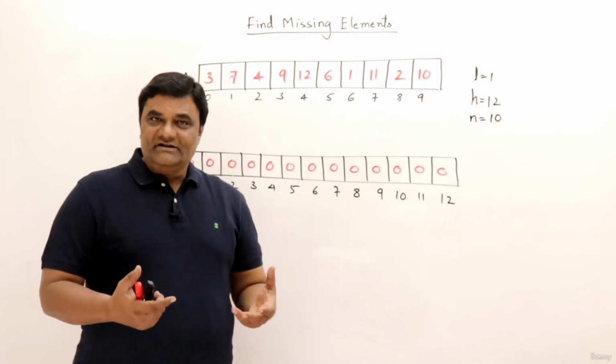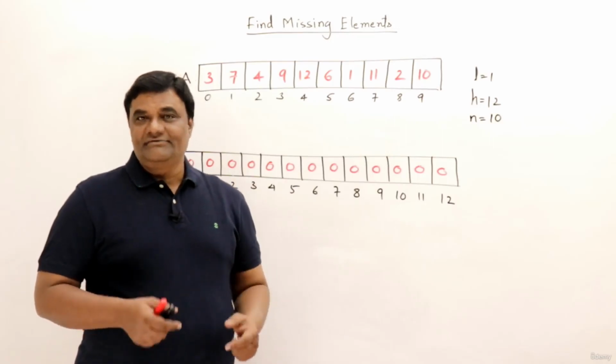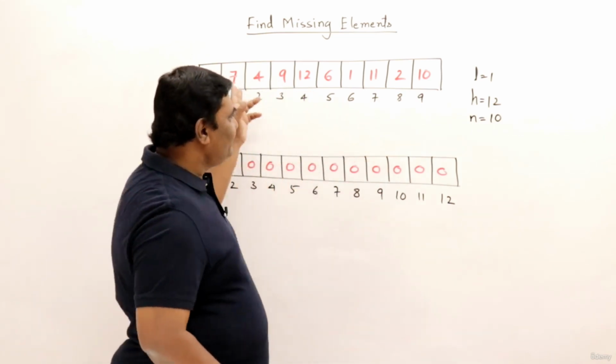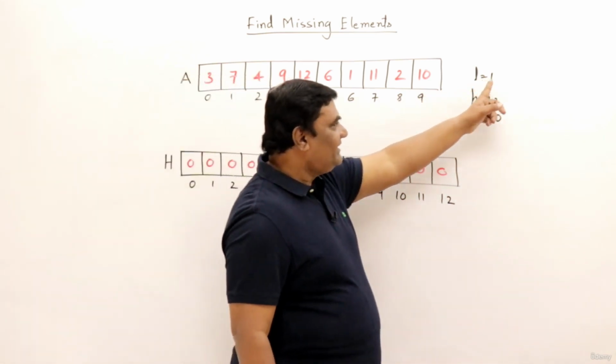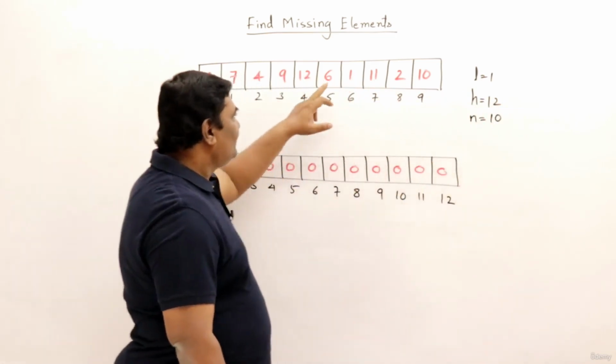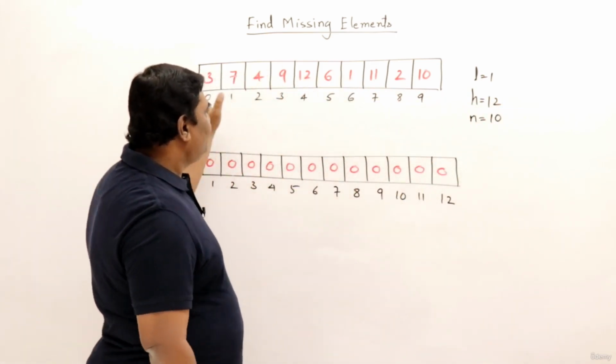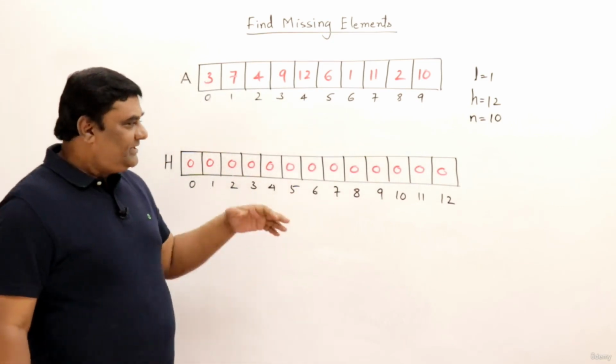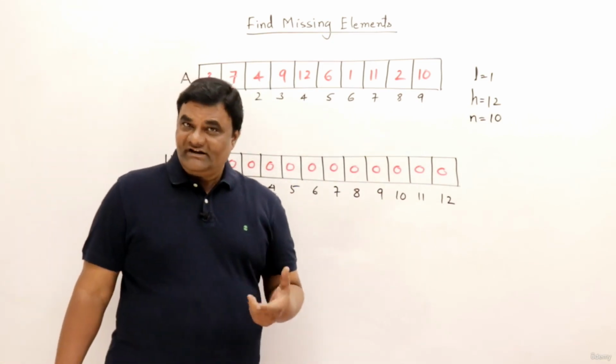Now let us see another method which may be a faster method for finding missing elements in a sequence of elements. The same example: I have a set of elements starting from 1 and ending at 12, so 1 to 12, and some elements are missing, that are 5 and 8. We already know that. And the previous method was taking order of n square time.